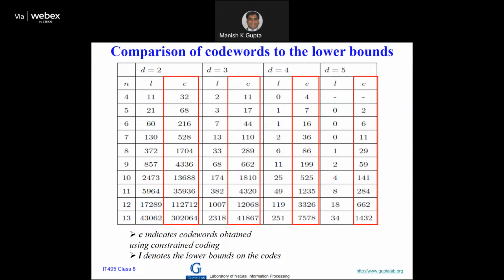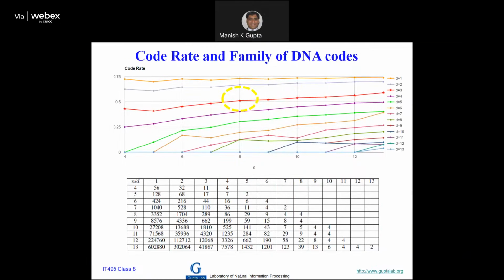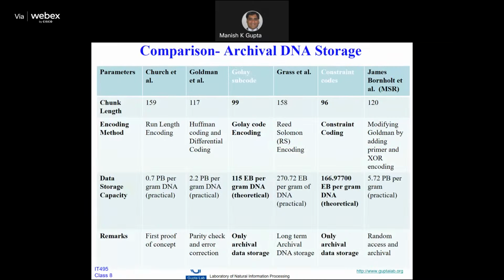So there was a table of improvement in the constraints using the elastic algorithm. You see the improvements, the red ones, which were known as the lower bounds. And we plotted the rate and everything.